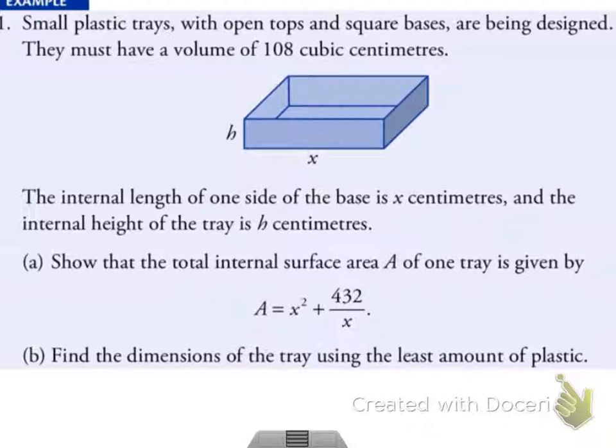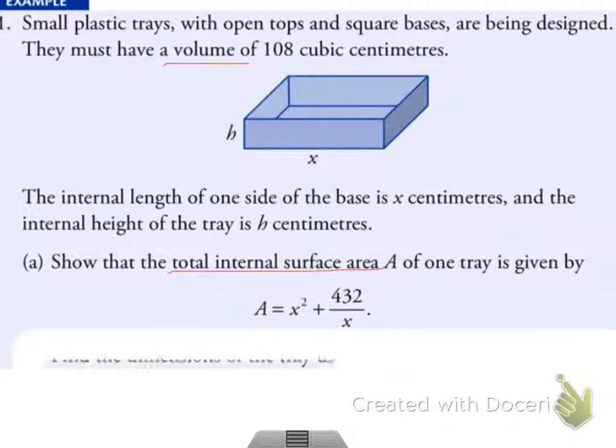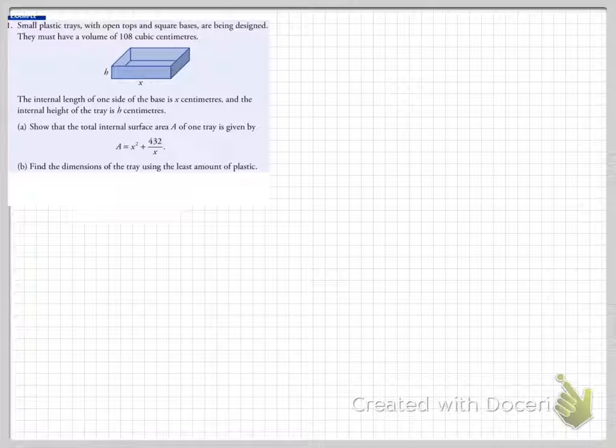So here's a question. You've got plastic trays, the bases are being designed, they must have a volume of 108 cubic centimeters, and you've got that x is the square base and the height is h. You've got to show the internal surface area of one tray is given by that formula. Well, let's have a look at this.